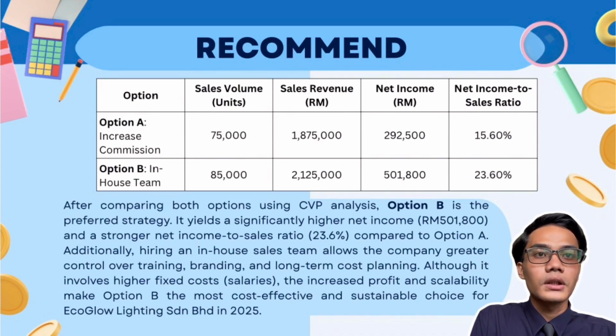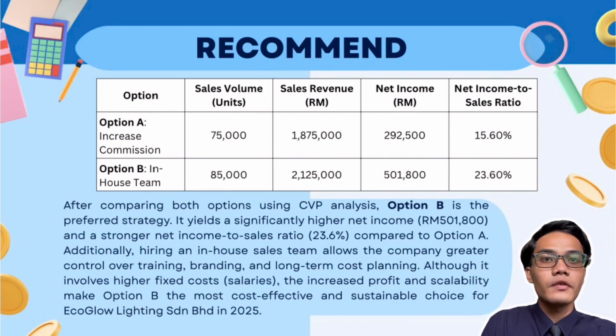Additionally, hiring an in-house sales team allows the company greater control over training, branding, and long-term cost planning. Although it involves higher fixed costs, which means salary, the increased profit and scalability make option B the most effective and sustainable choice for Eco Glow Lightning SDN BHD in 2025.